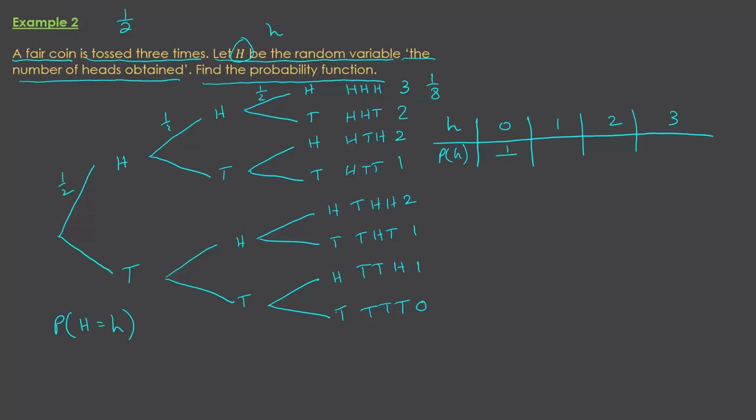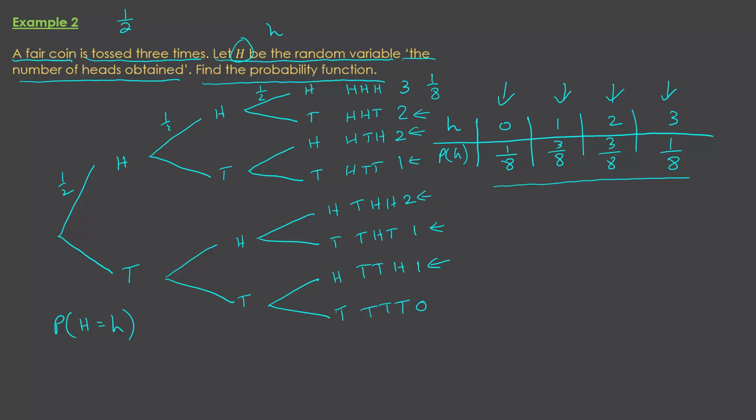So for 0, it's just one of these outcomes, so 1 out of 8. For 1, we've got 1, 2, 3, so that's 3/8. Same is true for 2, 1, 2, 3, so that's 3/8. And then this one is 1/8. Something to note is that those probabilities all add up to 1, which you should know because it's absolutely certain that we are going to get one of these outcomes.